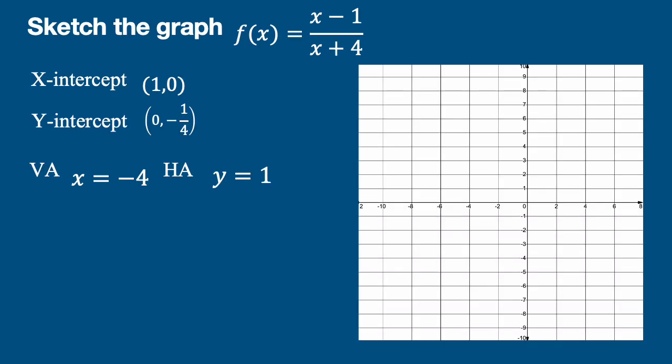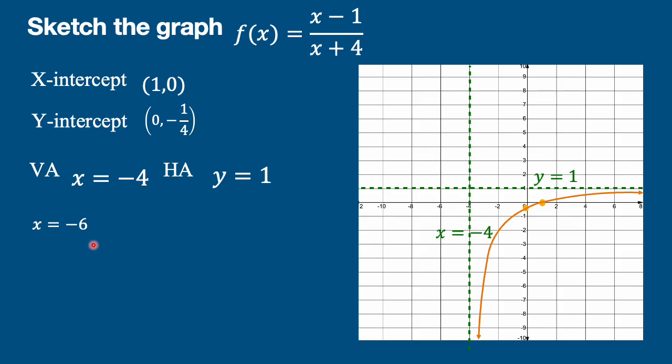We have all the information, all the features of the rational function: x-intercept, y-intercept, vertical and horizontal asymptote lines. You always start with the vertical and horizontal asymptote lines. X equals negative 4, you draw the vertical line. Y equals 1, you sketch the horizontal line. Now plot the x-intercept and y-intercept. 1 and 0, 0 and negative 1/4. You connect to this point, getting close to the horizontal line and vertical line. That's sketched that side.